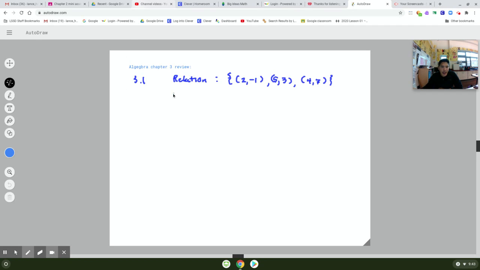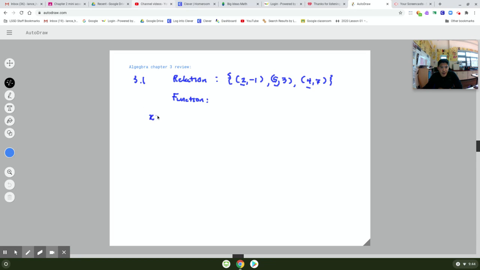And then a function is a relation where for each x, there's only one y. So if you're given a set of ordered pairs like we are here, probably the easiest way to determine if the relation is a function is just look at the x values, 2, 5, and 4, and see if the same number is repeated. 2 is not repeated, 5 is not repeated, 4 is not repeated. So the relation is a function. Okay, just look at the x values.